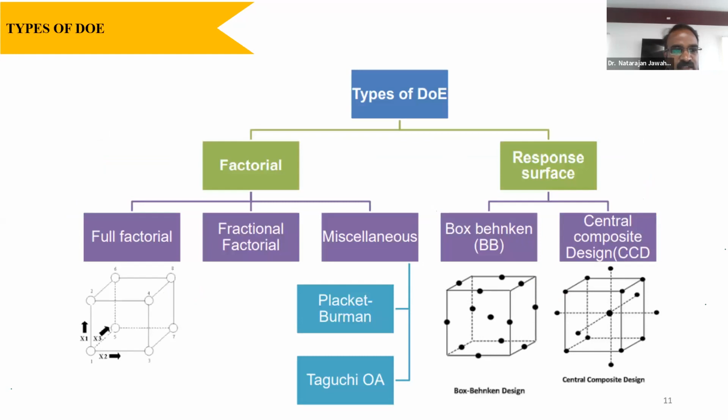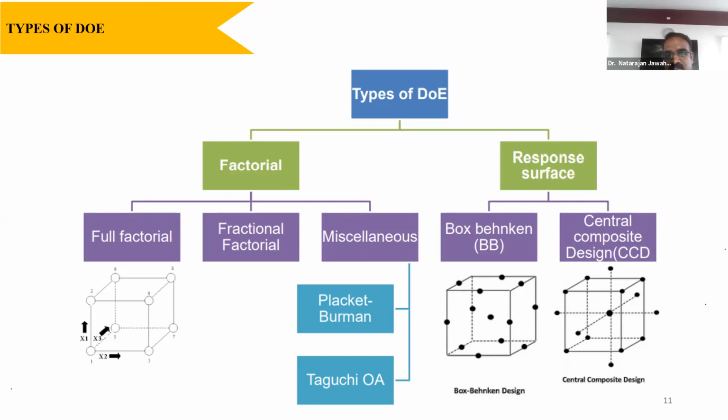So what are the different types of DOE? As I told, one is factorial designs, another one is response surface methods. Factorial designs are classified into full factorial designs, fractional factorial designs, and miscellaneous factorial. Under miscellaneous factorial design, Plackett-Burman design is there, Taguchi OA design is there. But Plackett-Burman and Taguchi are not much used nowadays because of improper results, or they are not very user friendly.